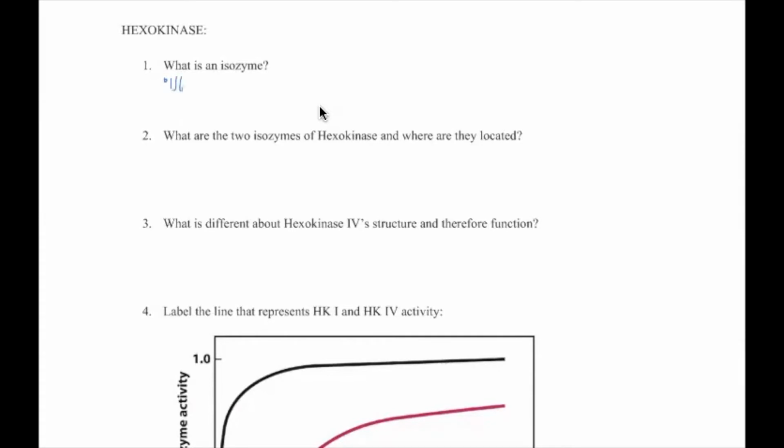So isozymes are different enzymes that catalyze the same reaction, right? So we get iso basically meaning different, enzyme coming from enzyme, right? So isozymes are different enzymes that catalyze the same reaction. So then we can move on to question number 2.